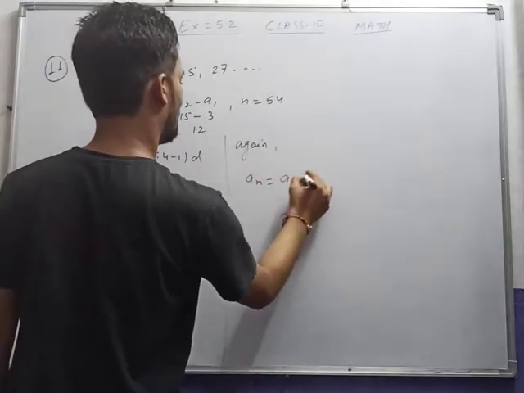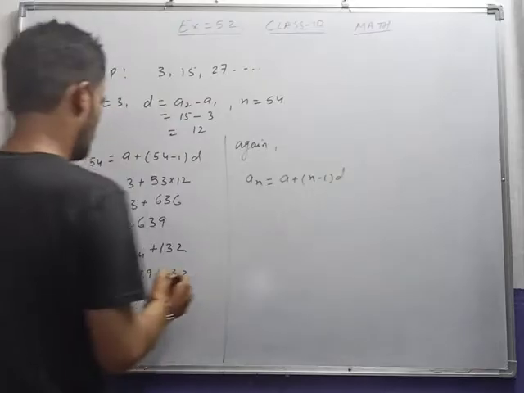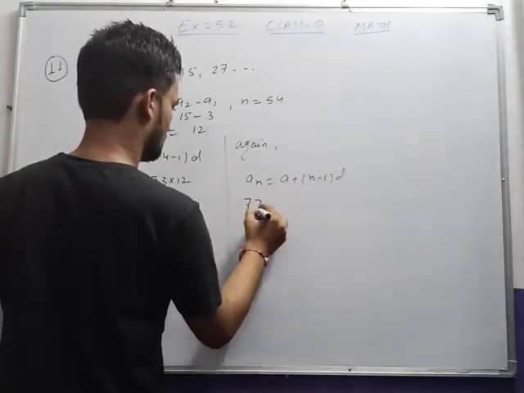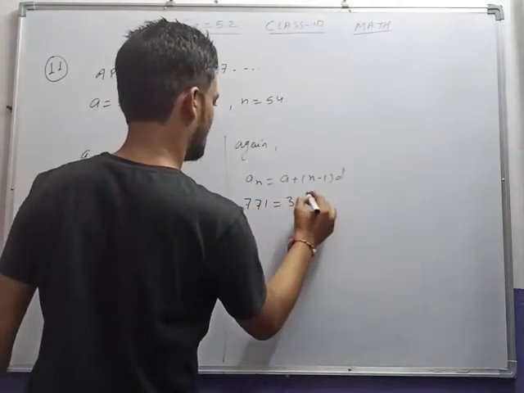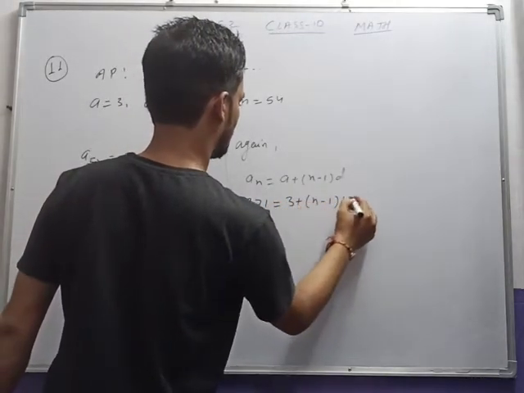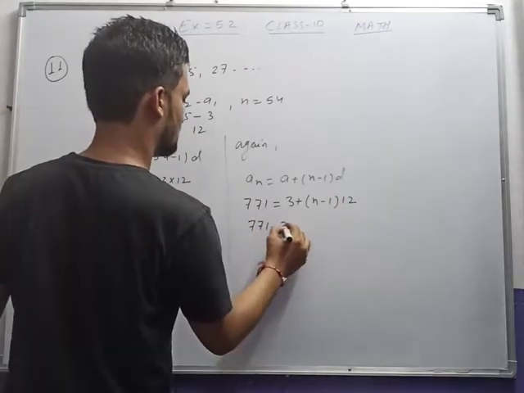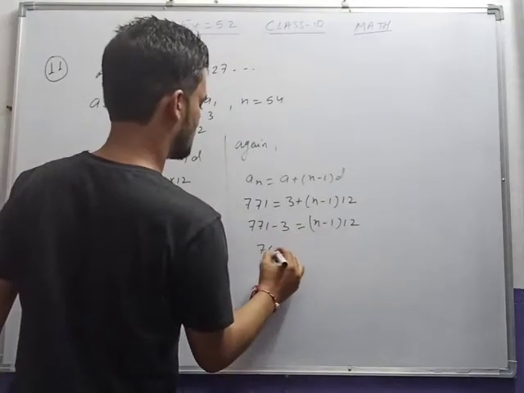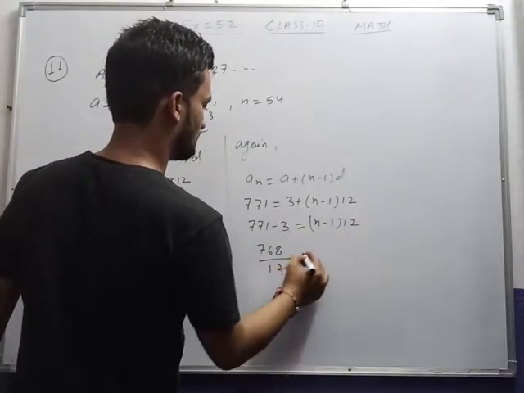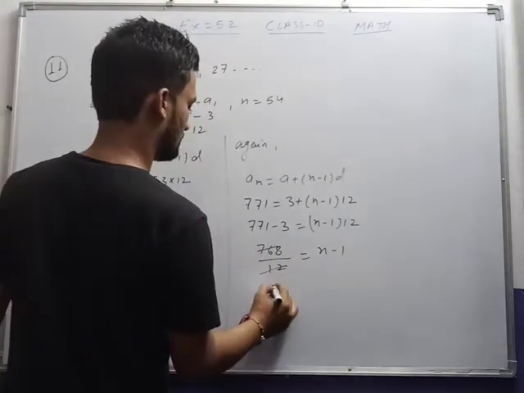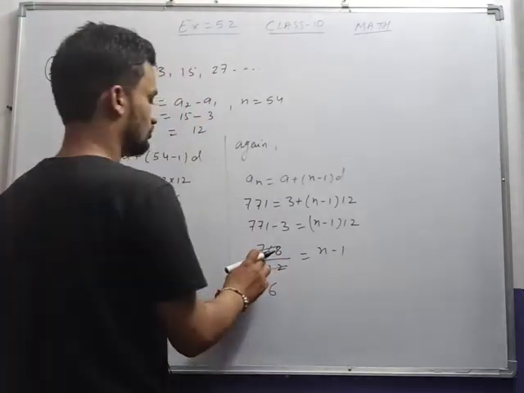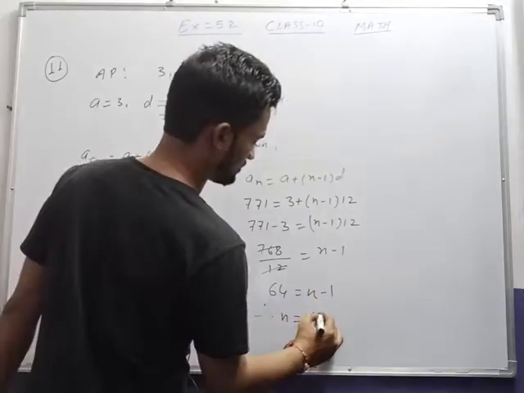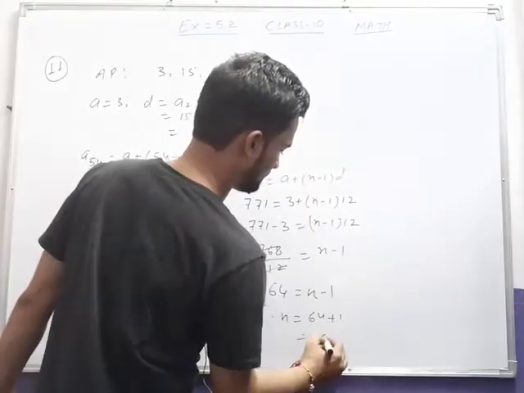AN is equal to A plus N minus 1 into D. Now we have got AN, which is 771, and A is 3, N we have to find, and D is 12. So 771 minus 3 is equal to N minus 1 into 12. So 768, this 12 will come here, 768 divided by 12 is 64, which is equal to N minus 1. Therefore N is equal to 64 plus 1, that is 65.